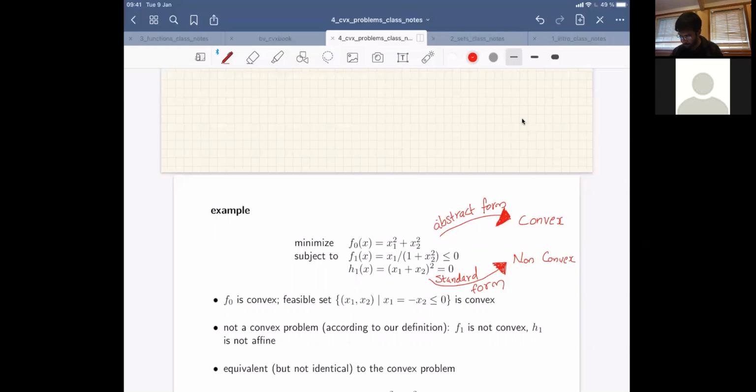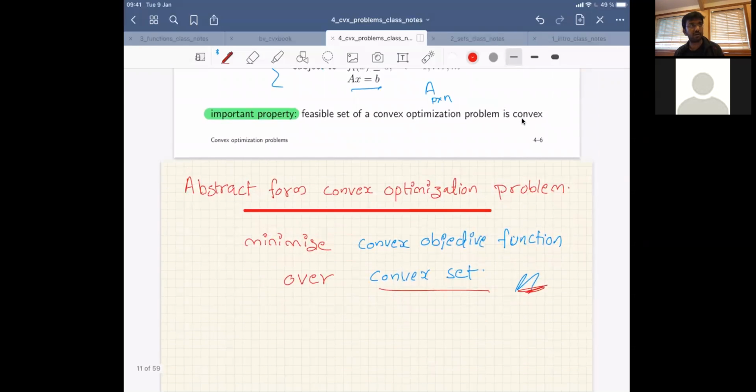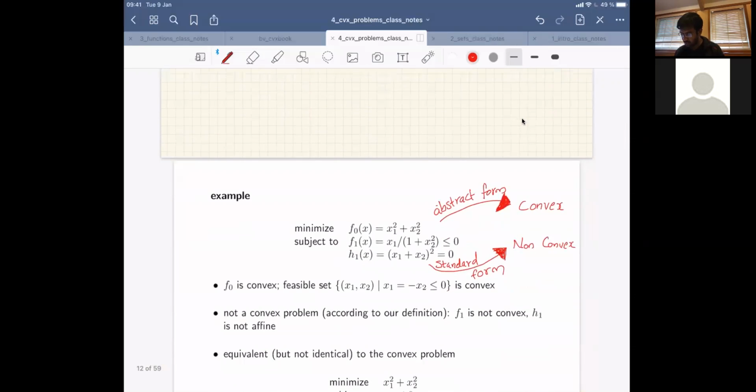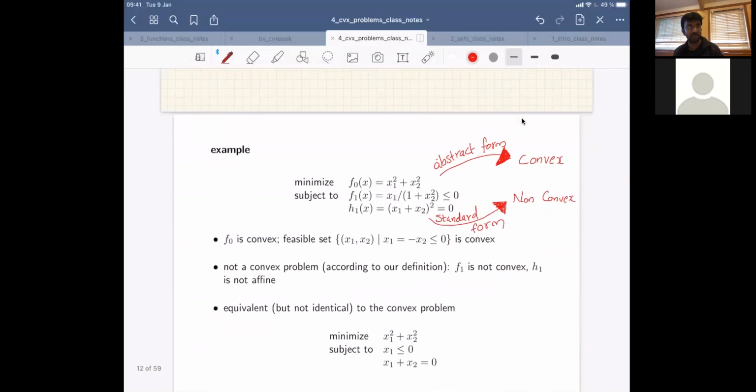Okay, let's continue. We saw an abstract form of defining a convex problem and also the standard form. From now on, we'll be sticking to the standard form. But there is one point I would like to make. Even if you are using the standard form, you have to be careful. There can be scenarios where the problem given to you is actually convex, but when you blindly compare it with the standard form, it may not appear to be convex. Here is one example. You have a function x1 plus x2 square, which is convex, and this is the inequality constraint and this is the equality constraint.